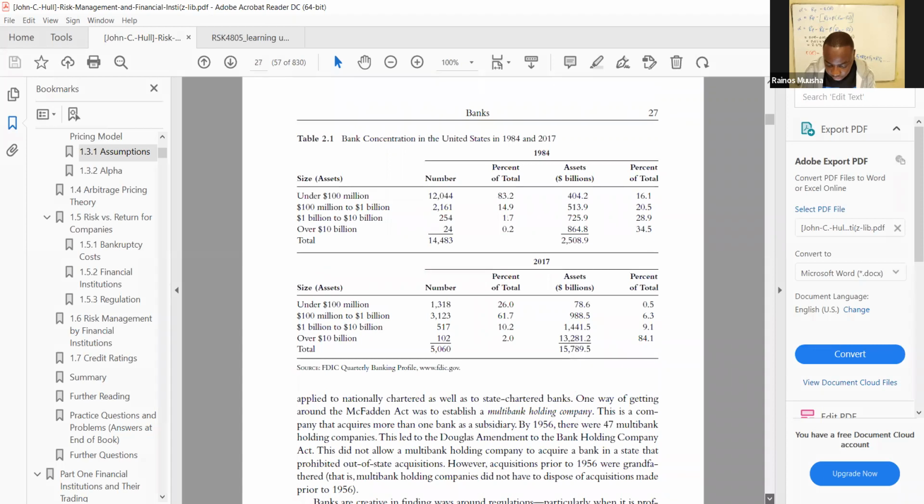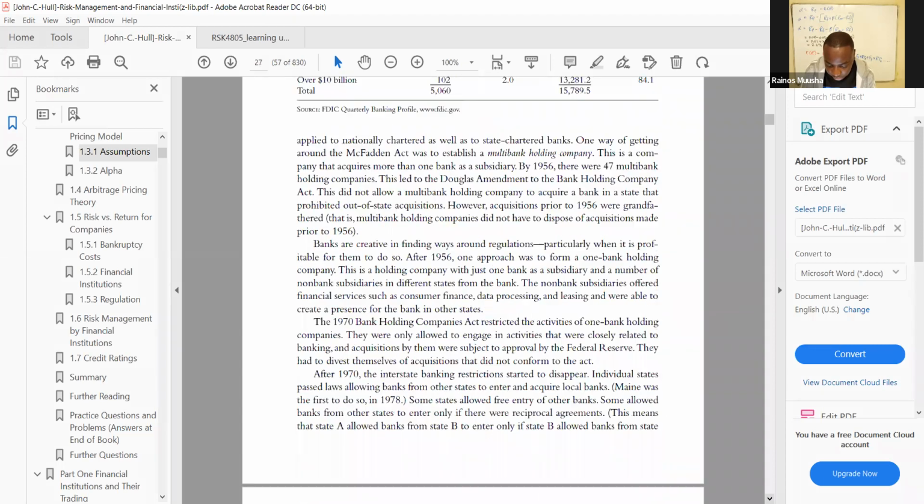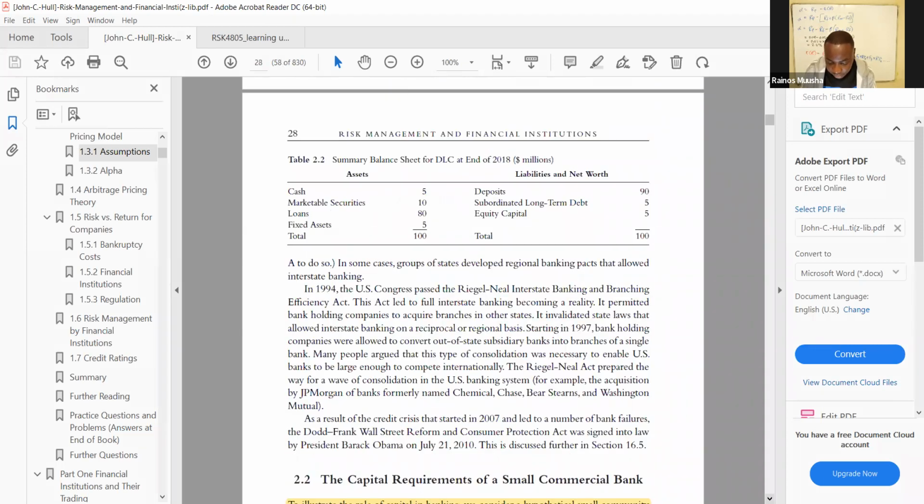They give us the bank concentration in the US. We don't need to worry much about the historical implications there. Then they give us a summary balance sheet of an assumed bank as well. And when you look at the summary balance sheet of an assumed bank, remember this is your accounting equation: your assets is equal to equity plus liabilities.